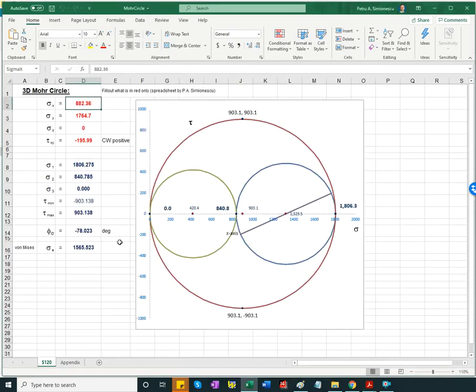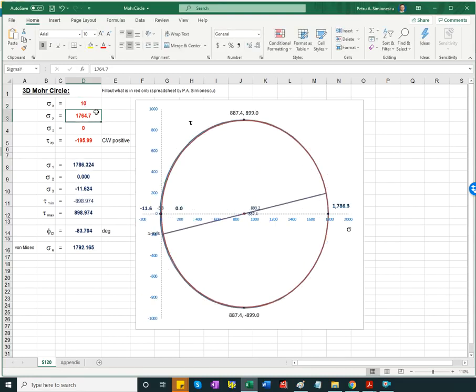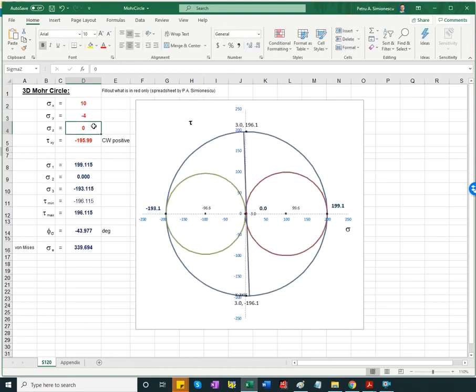As long as units are not stated anywhere, as long as you're consistent, you don't mix pascals, megapascals, and psi with ksi and so forth, everything's good. So I have here sigma x, it's 10 ksi. I have sigma y, it's negative 4 ksi. Sigma z is not specified, but you can have it other than 0.